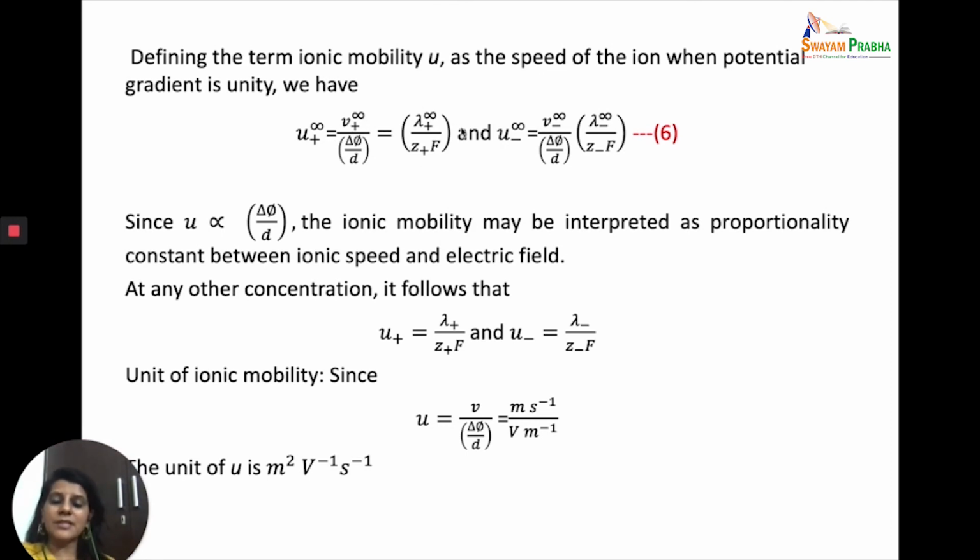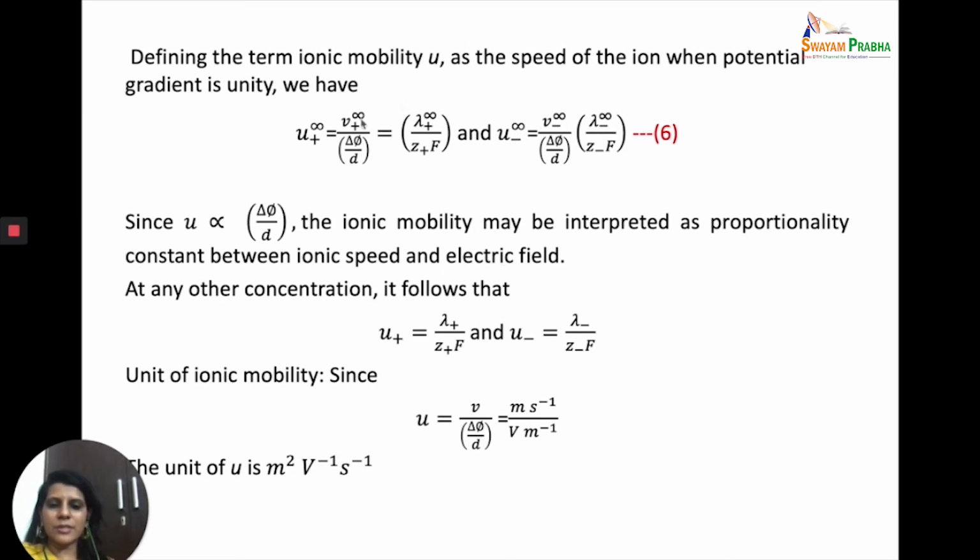So U plus infinity is in fact equal to lambda plus infinity upon Z plus F, and U minus infinity is equal to lambda minus infinity upon Z minus F. So this shows that U is proportional to delta phi by D, that is, the ionic mobility is interpreted as the proportionality constant between the ionic speed and the electric field.